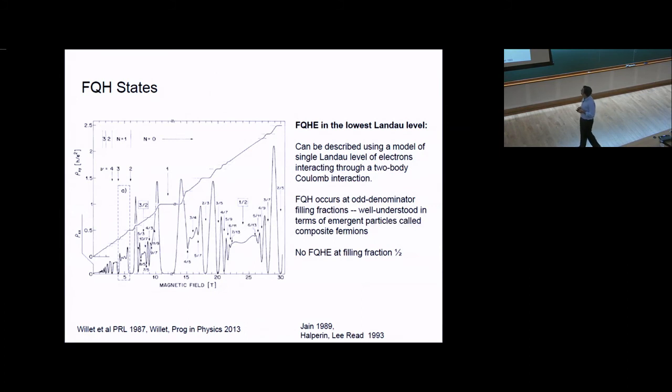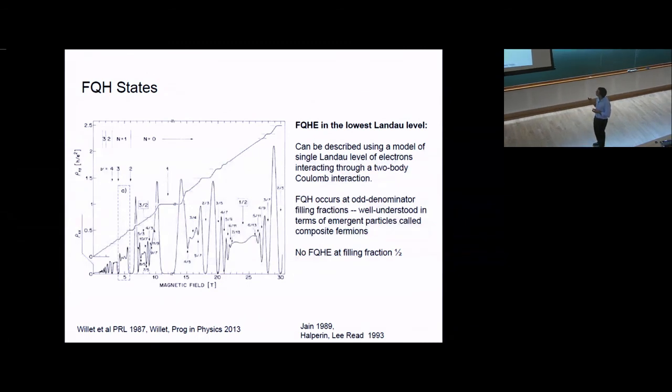The quantum Hall states that occur in the lowest Landau level can be understood by using a model of a single Landau level, a single energy level of electrons, together with the interactions between them. And this can be understood with a more effective picture using a theory of emergent particles called composite fermions. One of its predictions is that the quantum Hall states occur at filling fractions with odd denominators. In particular, there is no fractional quantum Hall state at the filling fraction half.